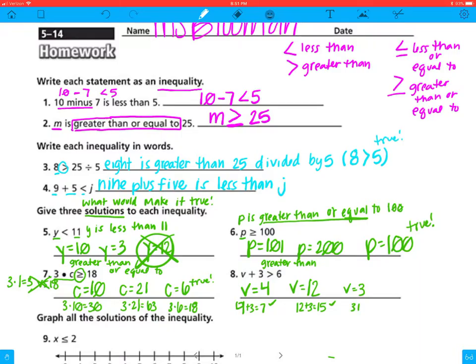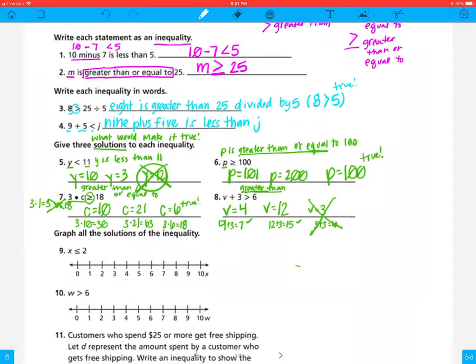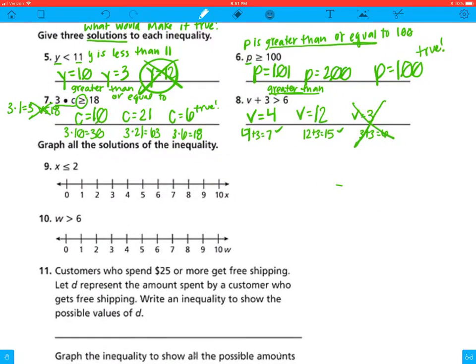v is equal to 3. 3 plus 3 is equal to 6. Ooh, that one's not going to work. Now, if this said 6 is greater than or equal to 6, it would work. This just said greater than, so it's not going to work.